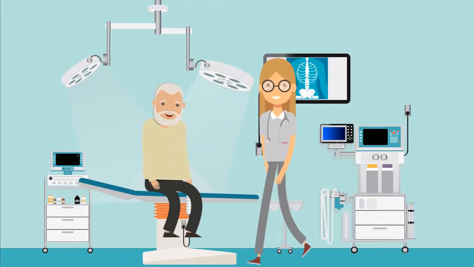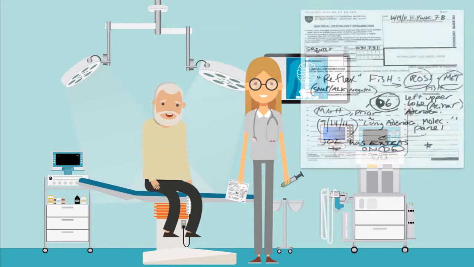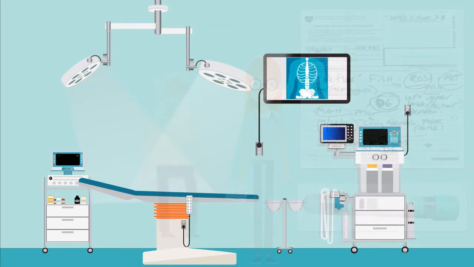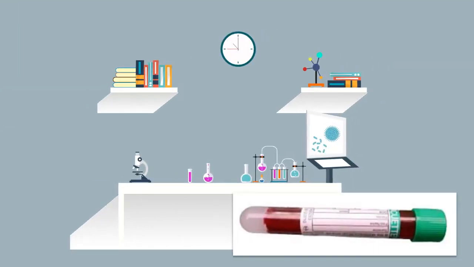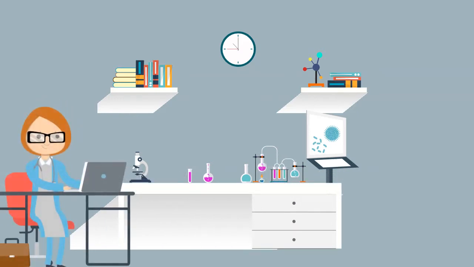The phlebotomist takes a sample from the patient, and then a requisition is handwritten and attached to the sample. Then the sample is sent to the lab. Once the laboratory receives the sample, an accessioner reviews the handwritten requisition and enters the information into the laboratory information system, known as the LIS.